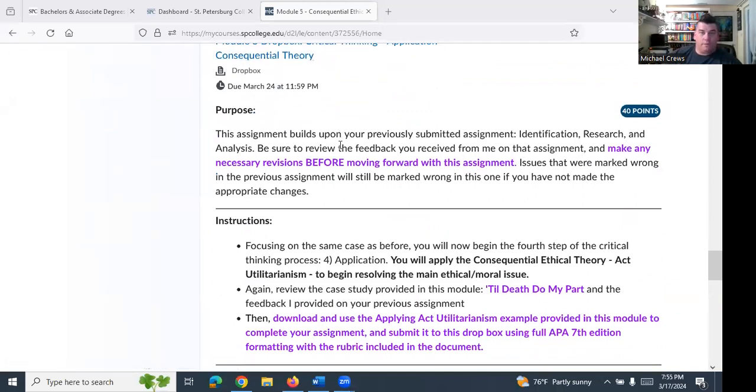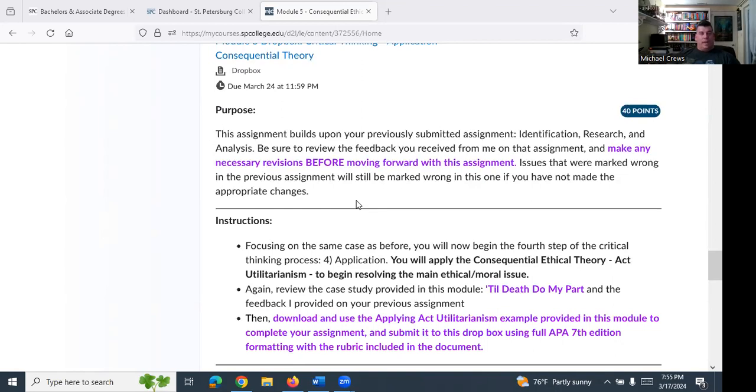So now we're moving forward in our process. Remember, we had the 7-step critical thinking application process that we talked about in the last section. The first one was identification, research, and analysis. We did that last week. Now we're starting the application process, which we're going to break down into 2 different assignments in 2 different weeks. And then the last 3 parts, the decision-making, evaluation, reflection, will be our 4th assignment.